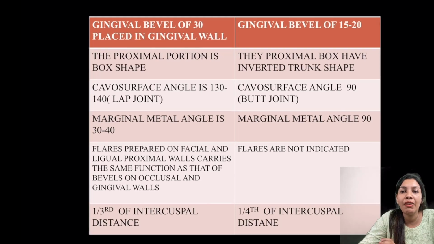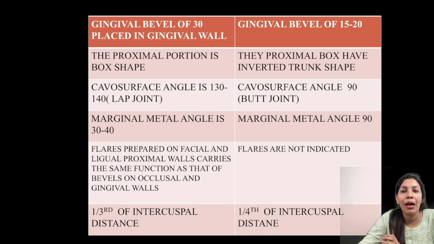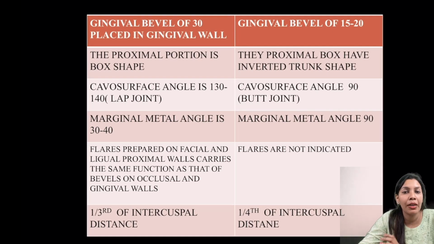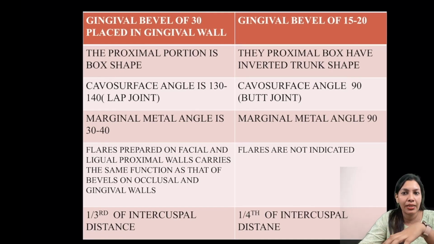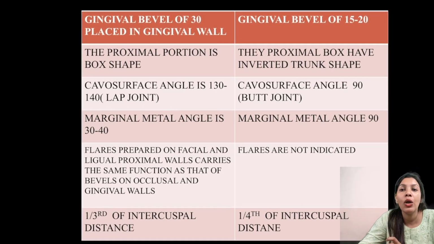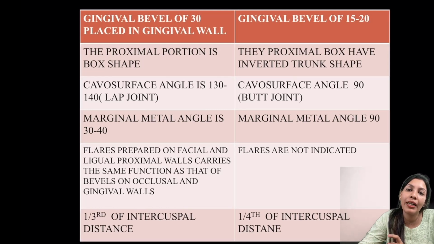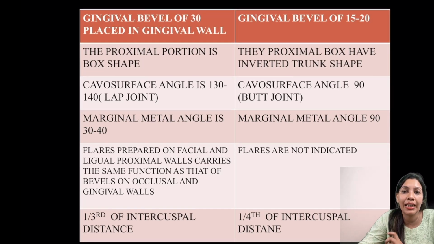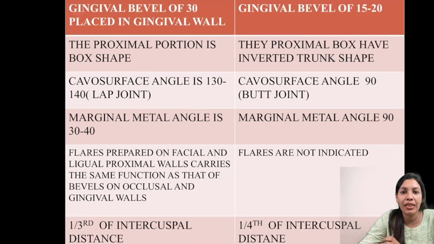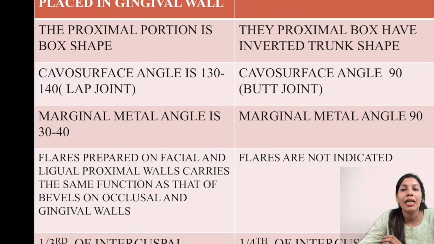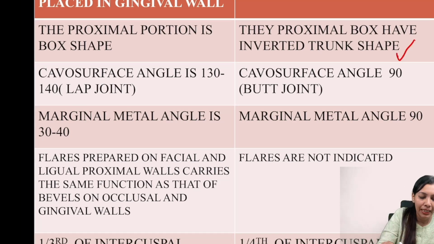Next, gingival bevel. As I said earlier, in amalgam there is a gingival bevel but not an occlusal bevel. In the case of amalgam, the difference is slight, near 30, that is 20 to 30 degrees, while in the case of cast metal, a 30 degree gingival bevel is given. Very important. Next, the proximal box has an inverted truncated appearance in the case of amalgam, while in cast metal it is almost a proper box-shaped cavity.